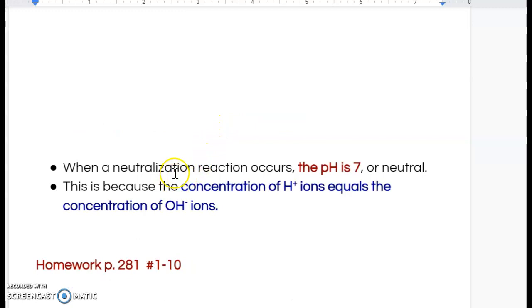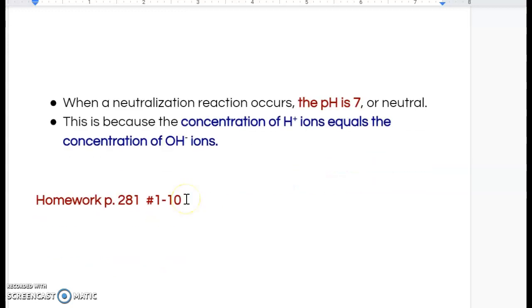So again, when a neutralization reaction occurs, the pH is always 7, or neutral, because the concentration of hydrogen ions equals the concentration of hydroxide ions.